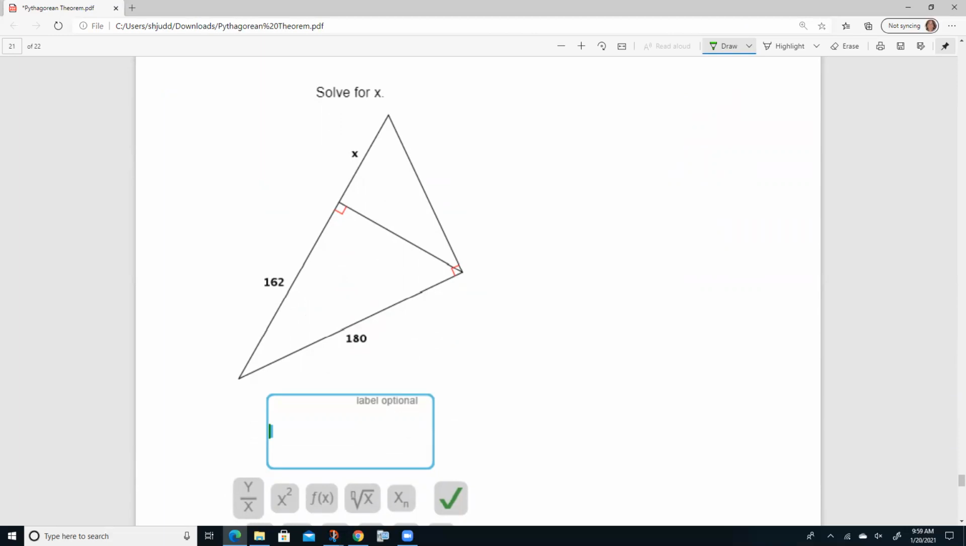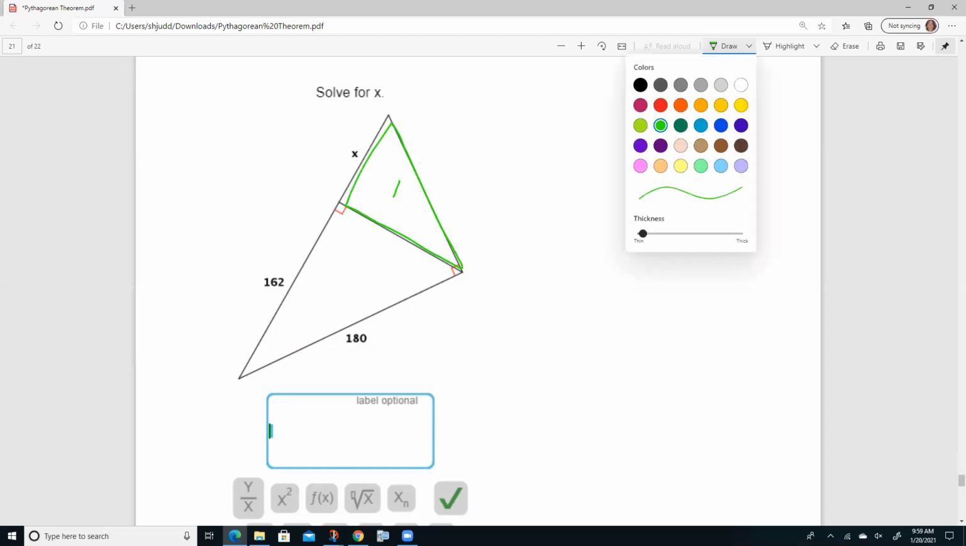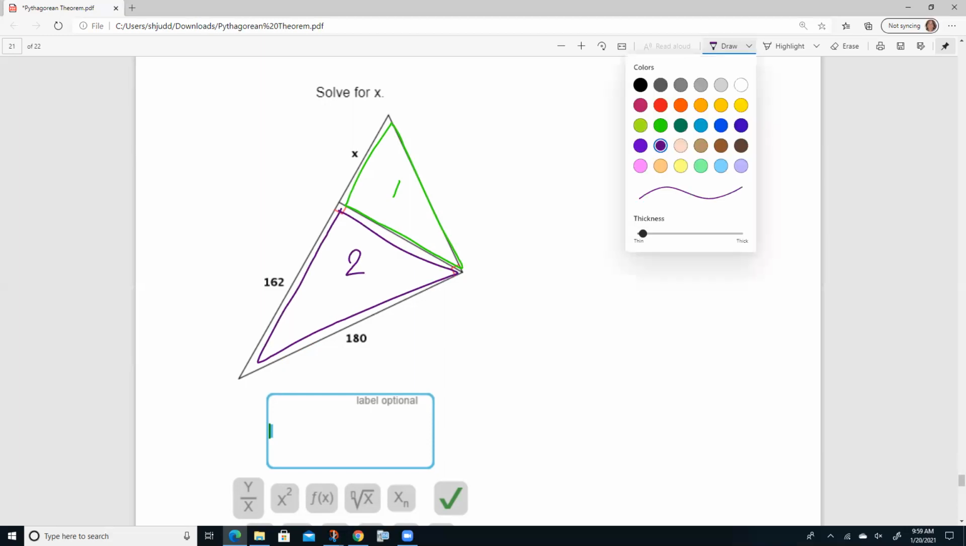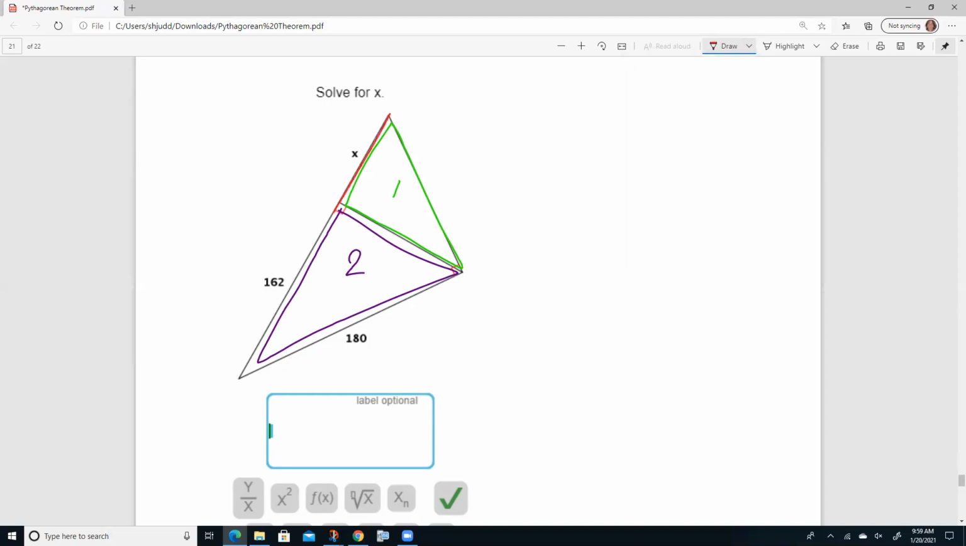Now, the next question is, how many triangles do you see here? Well, I see one right triangle, two right triangles, and three right triangles. I'll just write the three here. So what I'm actually going to do is separate those. Right now they're stacked, but if I unstack them, what's that going to give me?